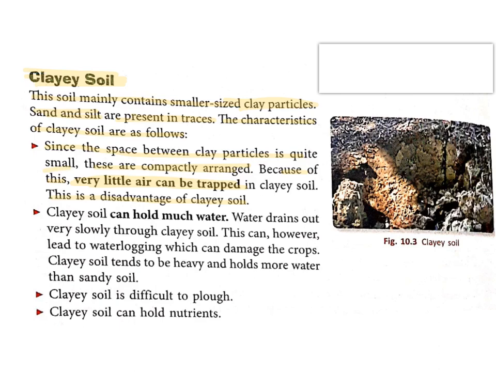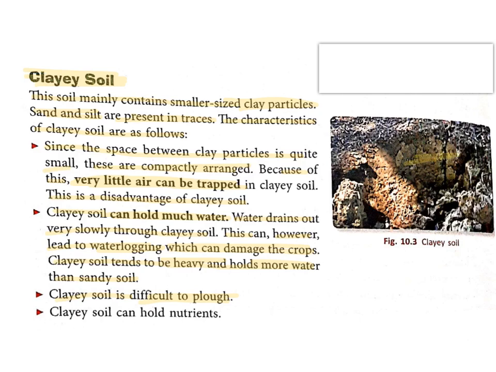The second characteristic: clay soil can hold much water. Water drains out very slowly through clay soil. This, however, leads to waterlogging, which can damage the crops. As the water gets logged in the soil, the roots are unable to respire, which results in damaging the crops. Clay soil tends to be heavy and holds more water than sandy soil. Because of the high water holding capacity, it is heavy.